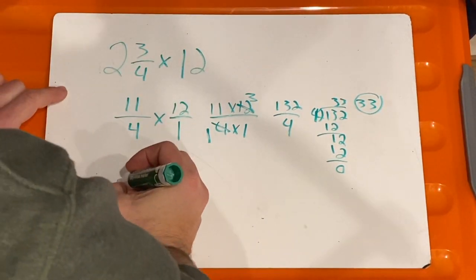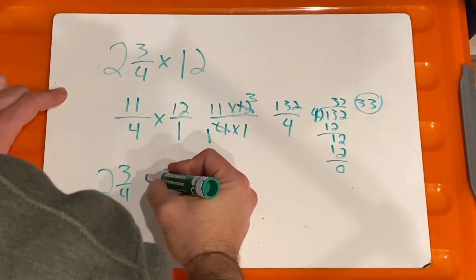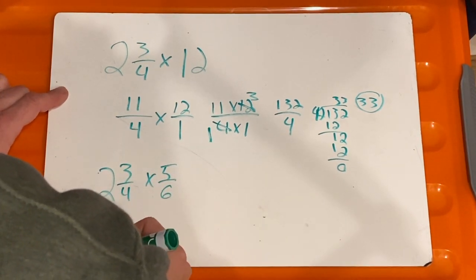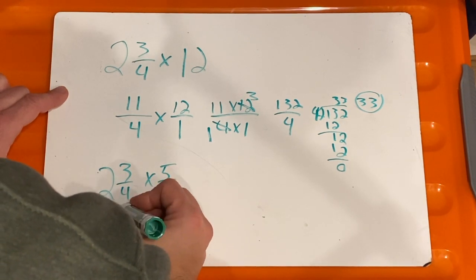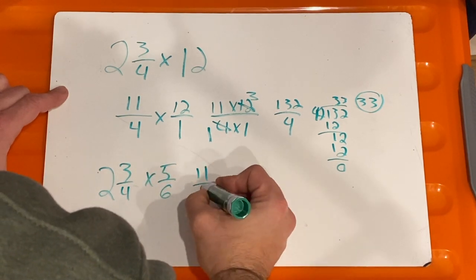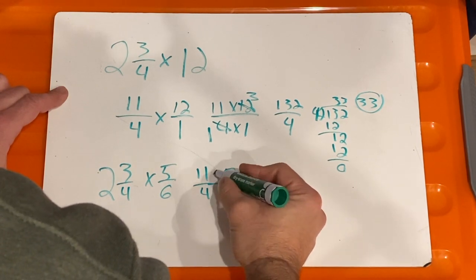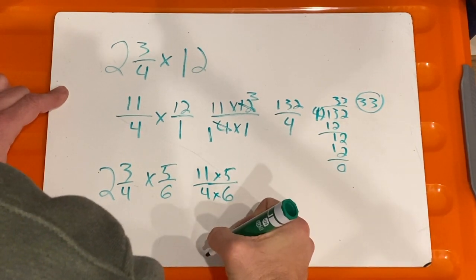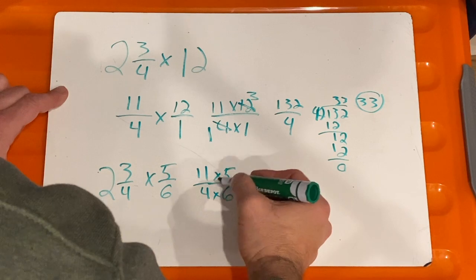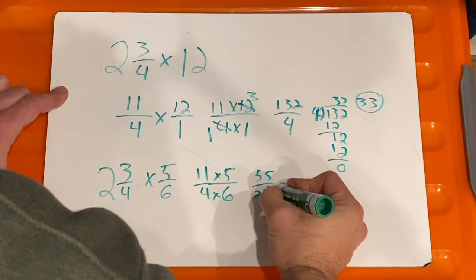If you happen to be multiplying a mixed number times another fraction, you don't have to do anything with the fraction, but you still have to convert the mixed number to an improper fraction. So this problem has to become 2 times 4, which is 8, plus 3, 11/4, times 5/6, which gives us 11 times 5 over 4 times 6. And in this case, there is nothing we can simplify. 11 and 4, 11 and 6, no. 5 and 6, 5 and 4 doesn't work. So we have 55 over 24.